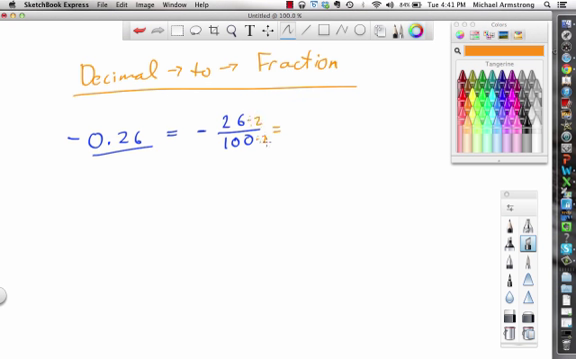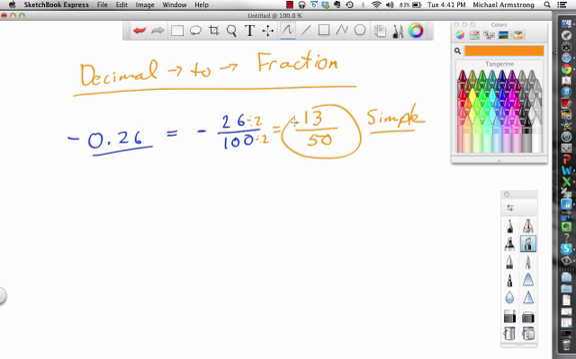So I'm going to divide both the top and the bottom by 2, effectively dividing by 1. And I get 13 50ths. And when I look at that, that is as simple as it can get. I can't divide by 13. Well, I can divide 13 by 13, but I can't divide 50 by 13. So this is a good stopping point. This is simple. You always want to simplify. And this is the simple version of 26 hundredths.